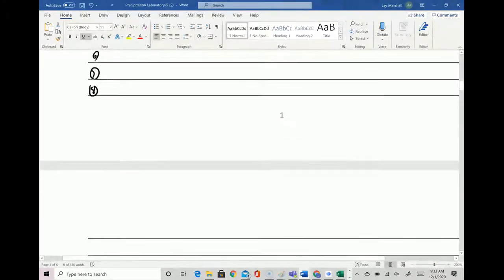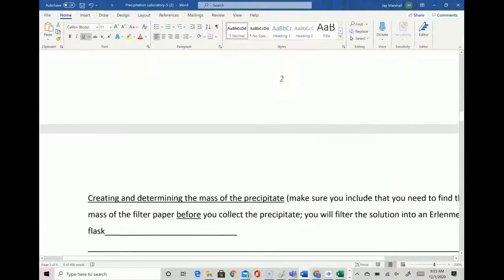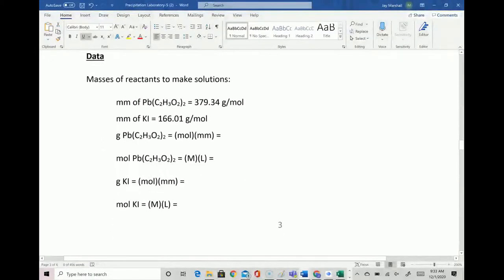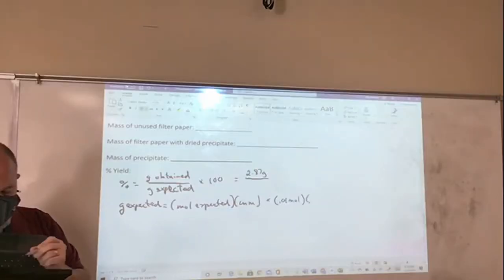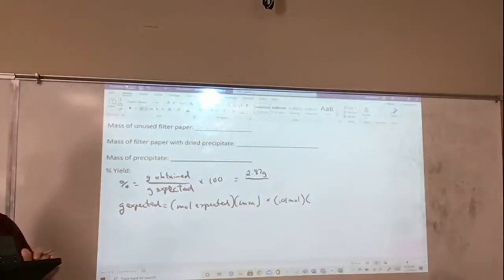So now I can go back down here, and in my data table, let me rewrite this. Grams expected equals moles expected times molar mass. Now I know what my moles expected was. That's 0.01 moles. And I also gave you the molar mass.